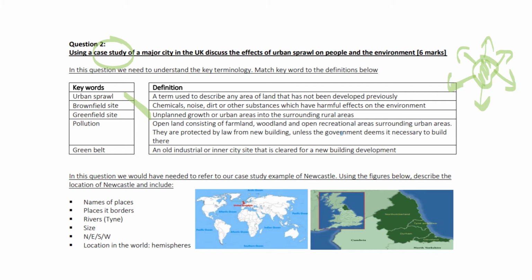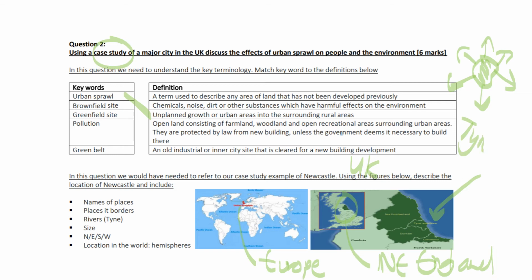So using the 2 figures below, describe the location of Newcastle. So you need to make reference to the continent. It's in Europe. Within Europe, it's in the United Kingdom. And then within the United Kingdom, we can see it's in the northeast of England. And then you might want to talk about the regions within it. So within the northeast of England, we have Tyne and Wear, Northumberland, Durham, etc. And you might want to talk about the oceans that surround it as well.